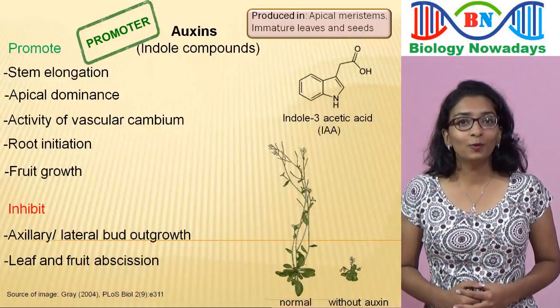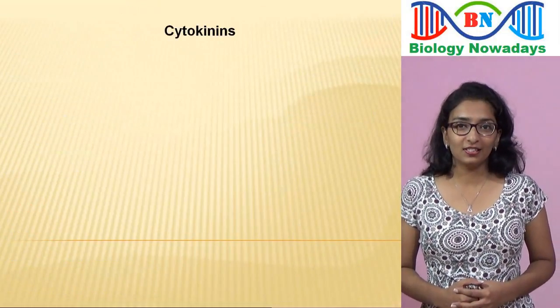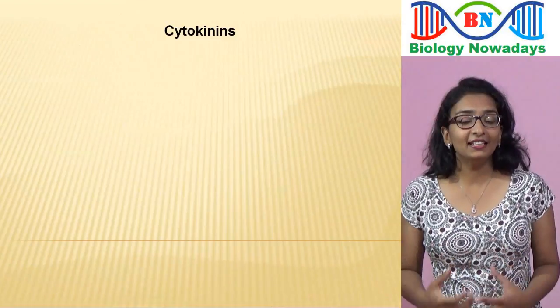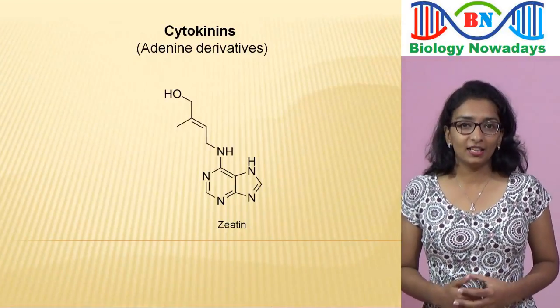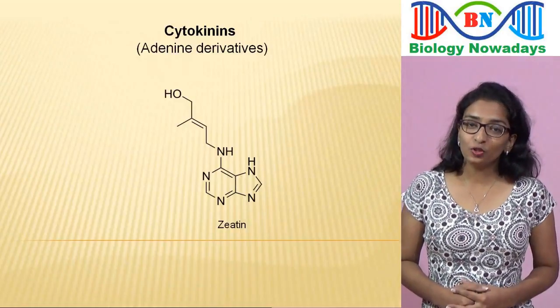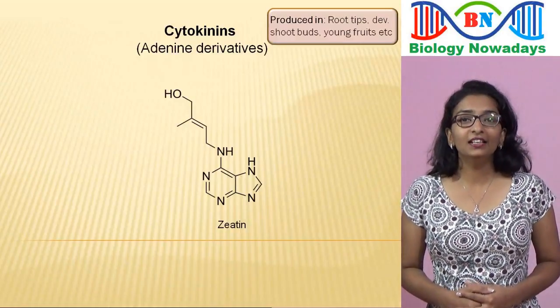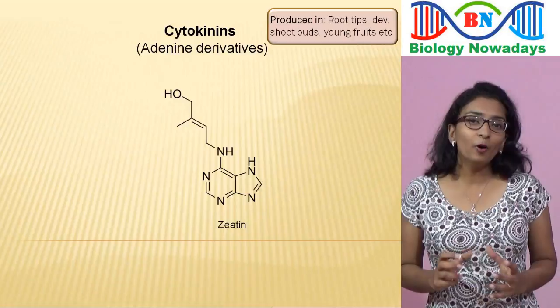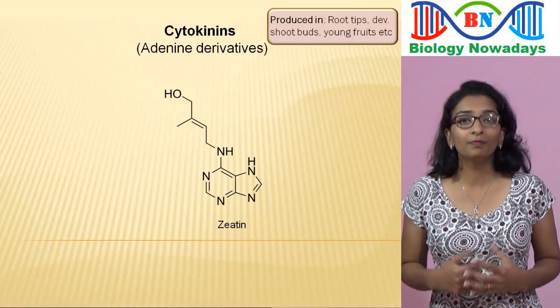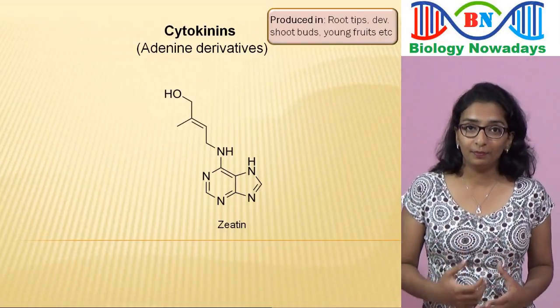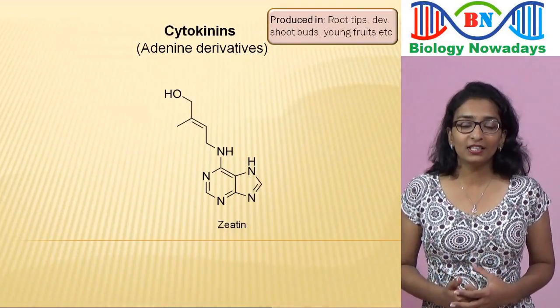Now let's see what the functions of cytokinins are. They are adenine derivatives. Kinetin is the most abundant cytokinin. Cytokinins are produced mainly in root tips. Small amounts of cytokinins are also produced in actively growing plant parts such as developing shoot buds, young fruits, etc.